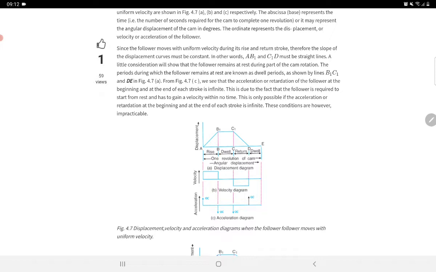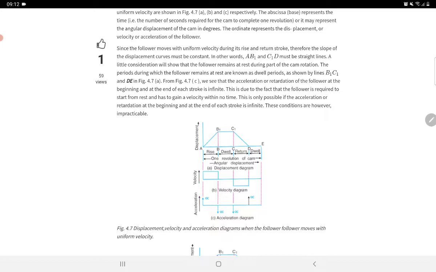A little consideration will show that the follower remains at rest during some part of the cam rotation. The periods during which the follower remains at rest are known as dwell periods. On this axis you will see that A to E is divided into A to B, B to C, C to D and D to E. A to B is called rise, B to C is called dwell, C to D is called return, and again D to E is called dwell.